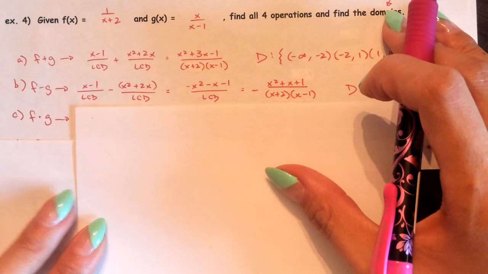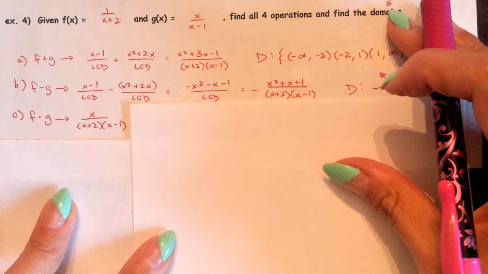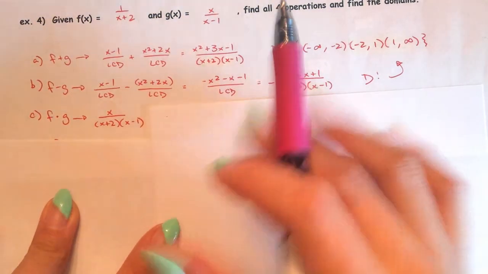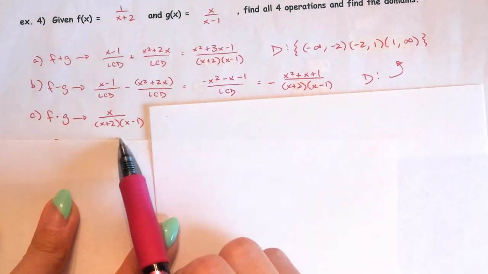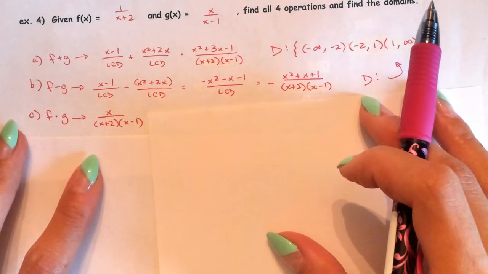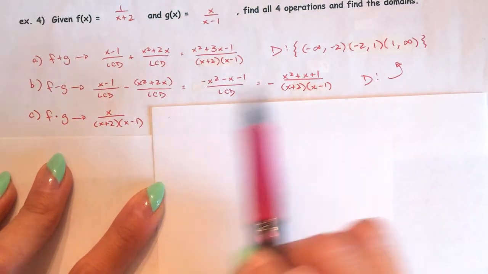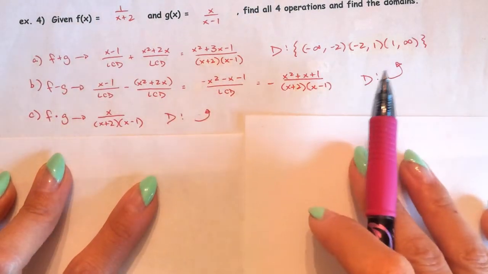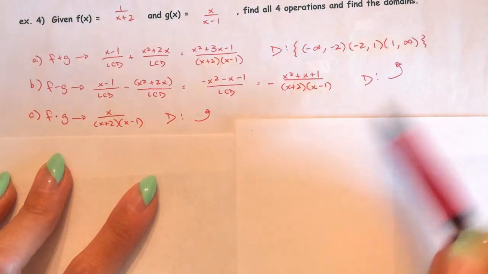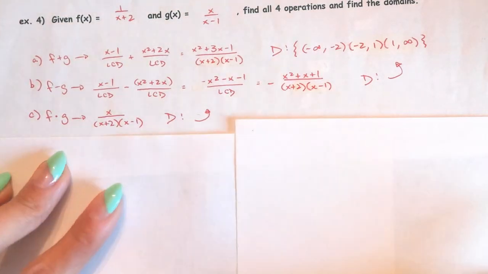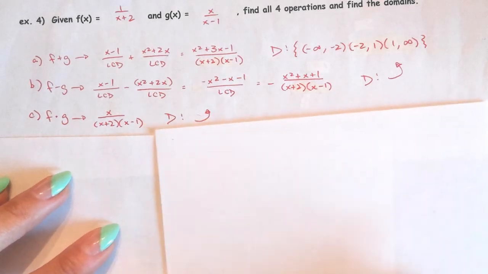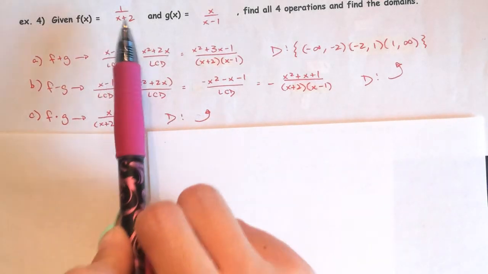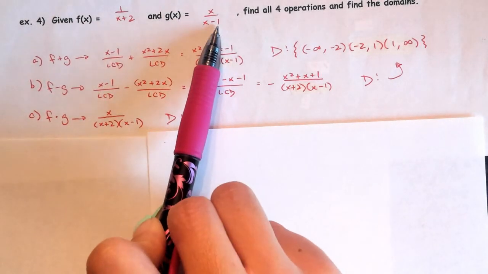Multiplication. So for multiplication, you literally just multiply them together. So this times this gives you this. All right, that was the easiest one. What about the domain? The domain is the same as these. So I just drew another arrow. Same thing, same domain. All right, the next one is tricky. Ready? So the next one, when you're dividing, it's this over this.